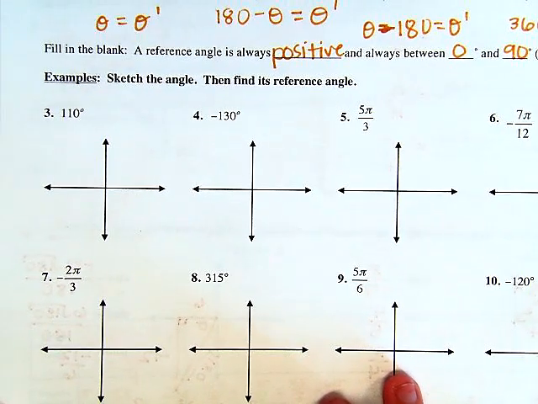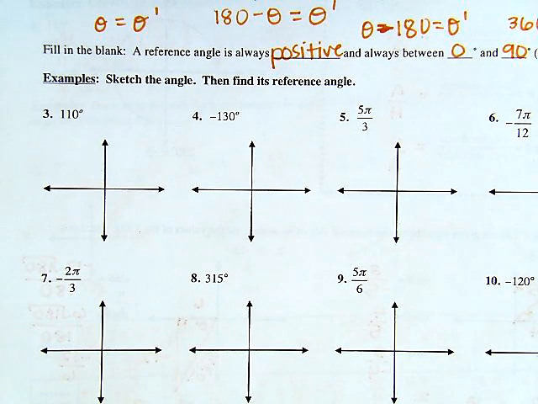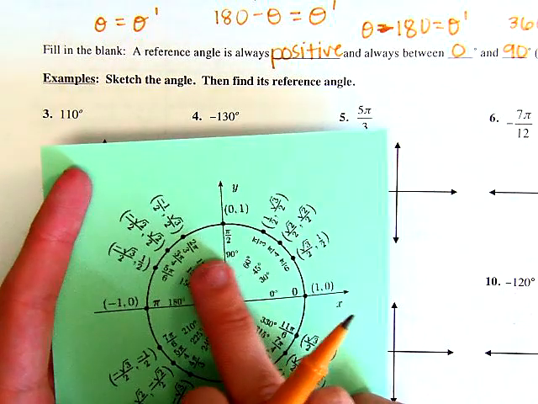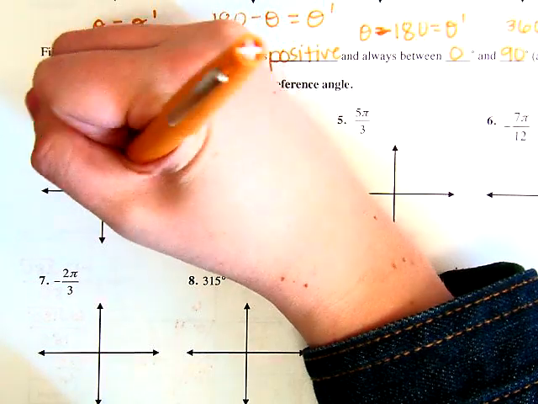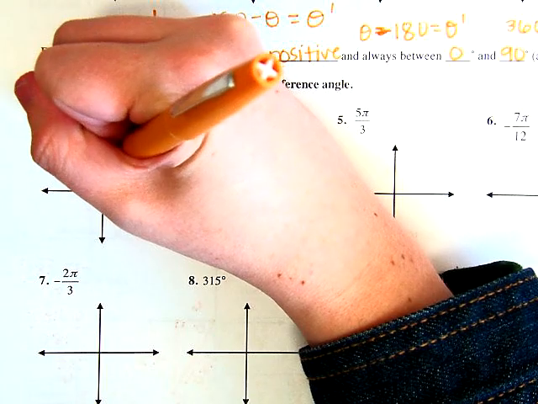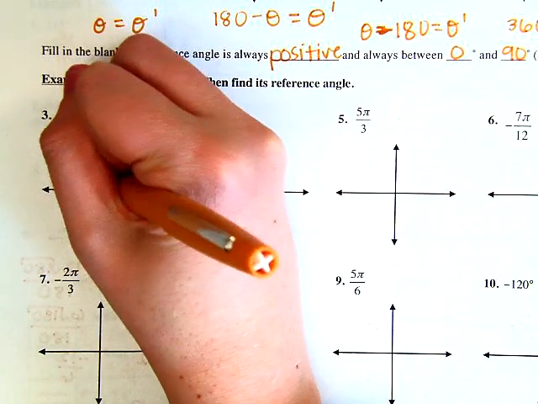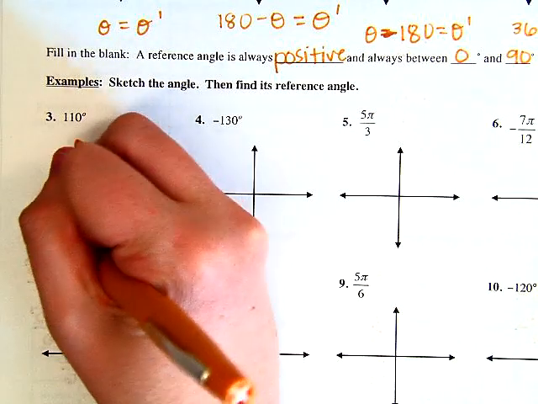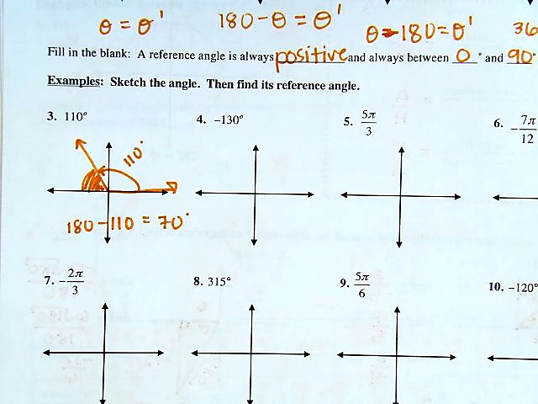So looking here, we have 110 degrees. If you look at your unit circle, which you should have, you can find 110 degrees on here. Here's 90, here's 120, so it's going to be in between. Right up there. So here's my angle, 110 degrees. My reference angle is this part here. What is that part? That would be 180 minus 110, 70 degrees.